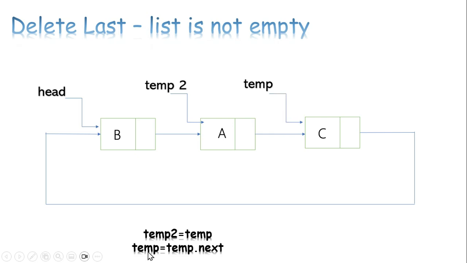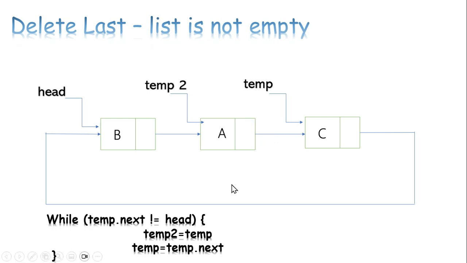To do that, we need to wrap this instruction under a loop. I use while here with the condition temp.next not equal to head. Once temp.next equals head, then we will quit the loop. Once we quit the loop, temp.next equals head, we know that temp is at the last node. In that condition, we are ready to delete the temp.